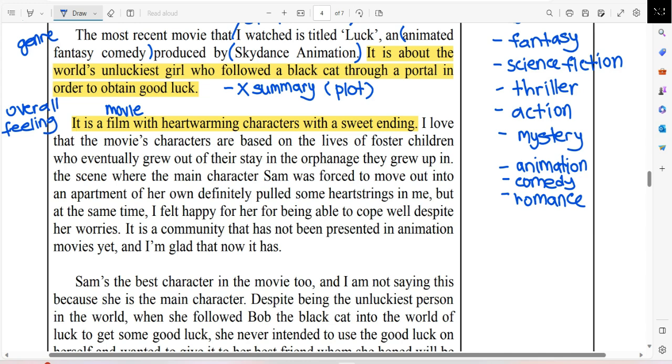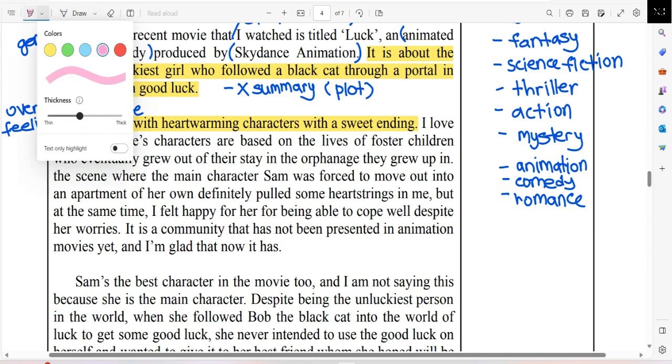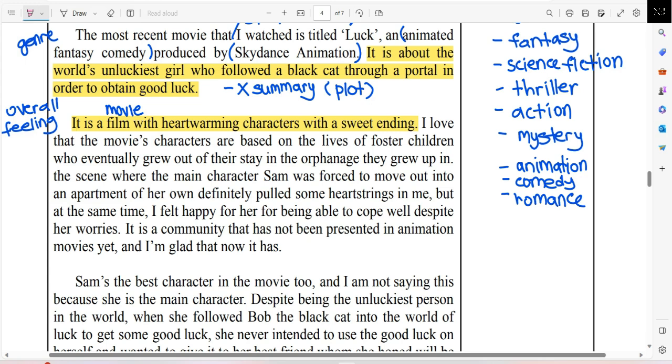We need to explain, we need to elaborate why we think this way, right? So I will be using the color purple to highlight our opinions or our emotions. So we say that I love. The next sentence, we are talking about what we like. I love that the movie's characters are based on the lives of foster children who eventually grew out of their stay in the orphanage they grew up in.